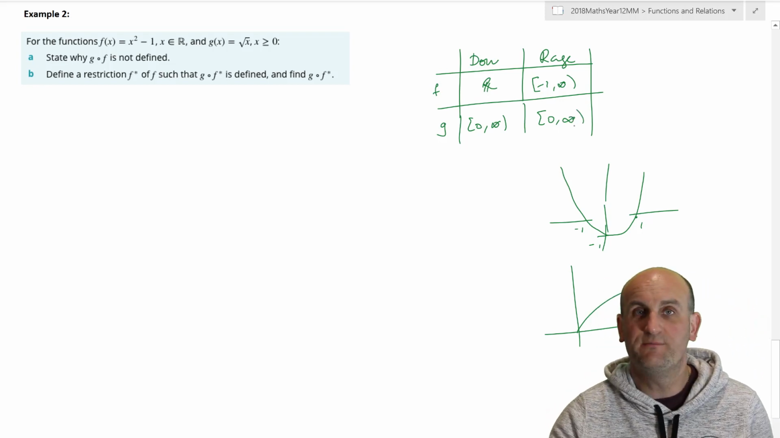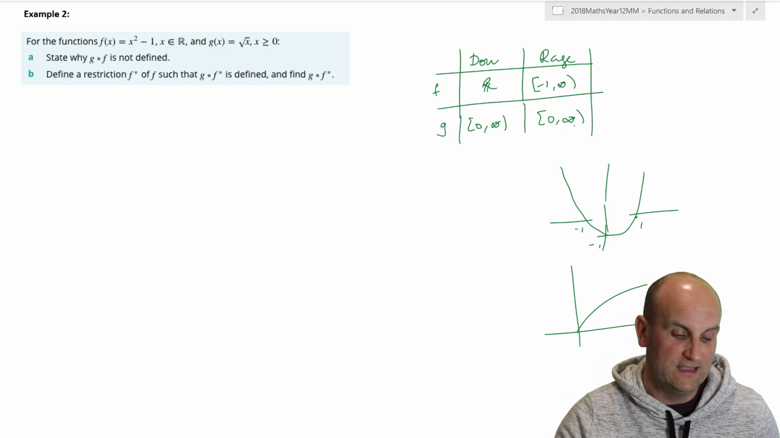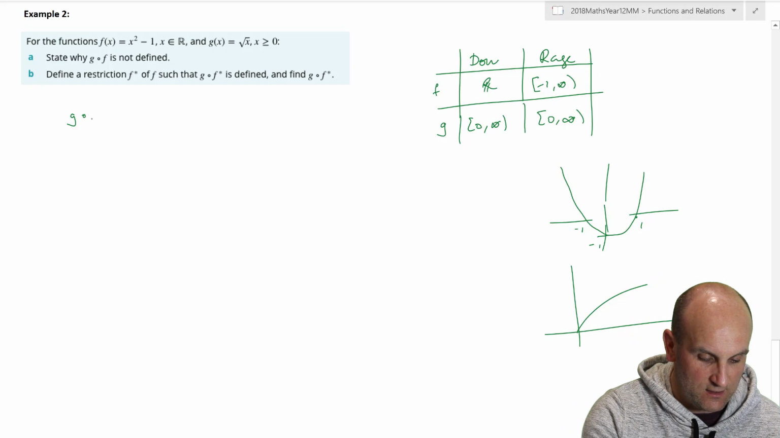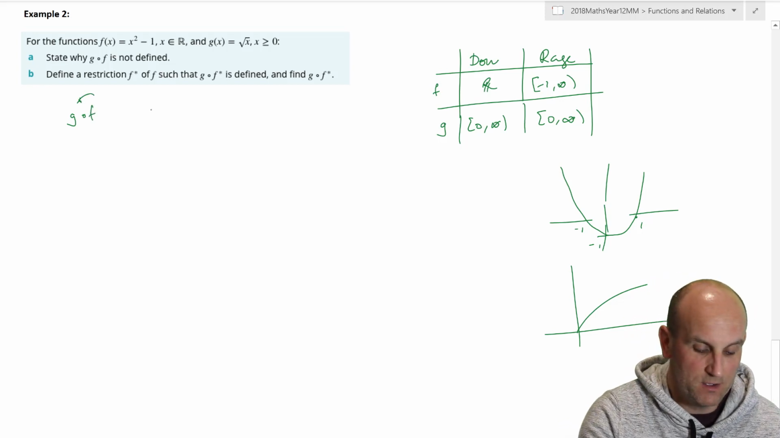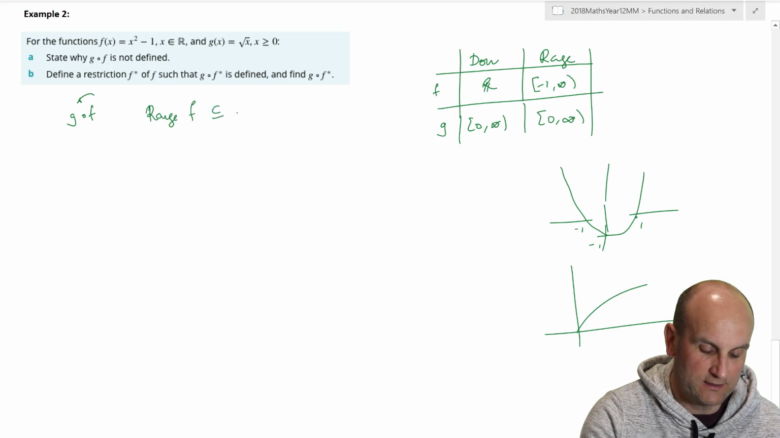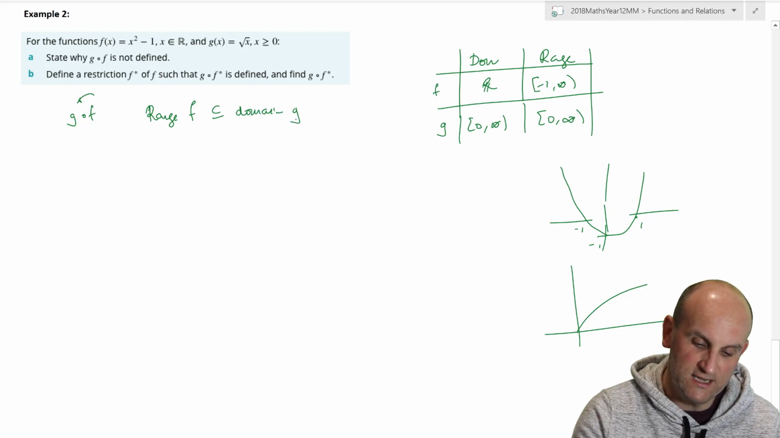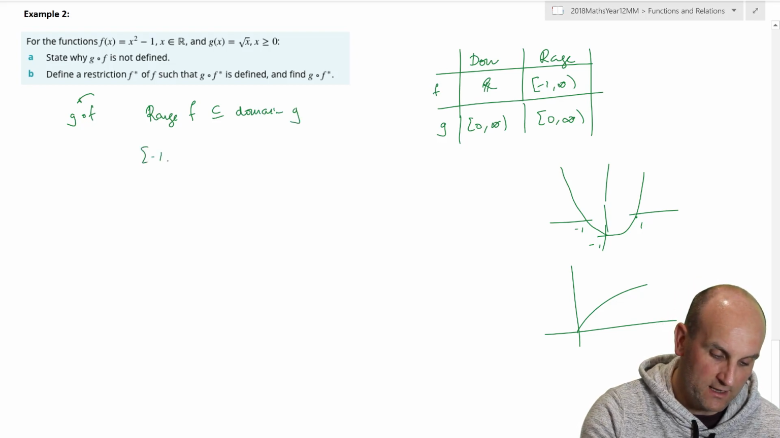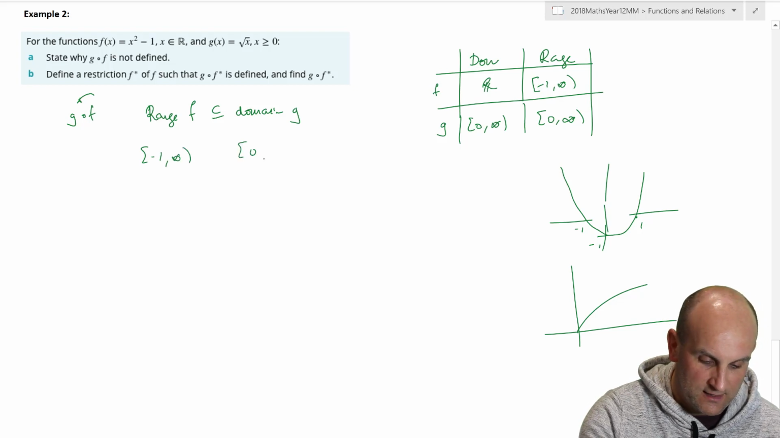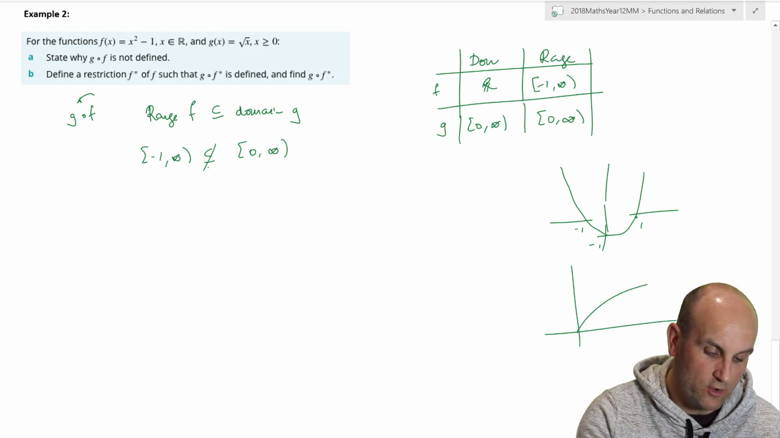Okay, so I now have my domains and ranges for all those functions. State why g of f is not defined. So we have g of f, which means I'm putting f into g. So my range of f must be fully contained within my domain of g. My range of f is minus 1 to infinity, and my domain of g is 0 to infinity. And as you can see, that is not contained within.